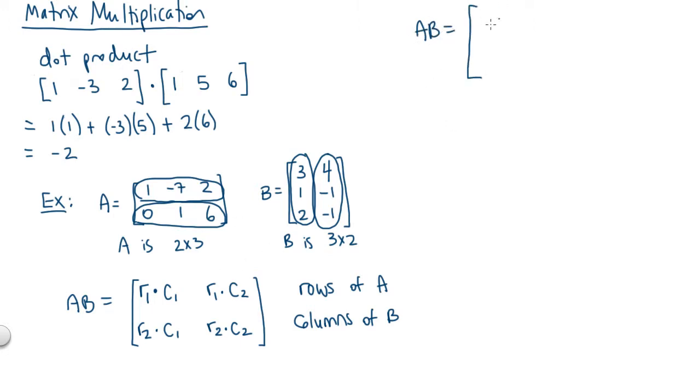So in our row 1, column 1 position here, we're going to be doing row 1 of A dotted with column 1 of B. So that dot product is going to look like 1 times 3 plus -7 times 1 plus 2 times 2. So we're just taking the dot product of this row here with that column there.